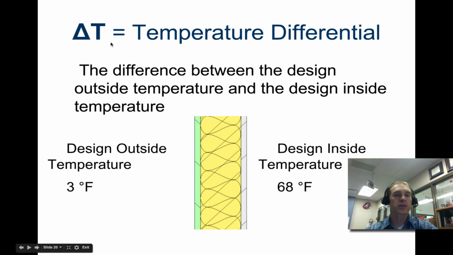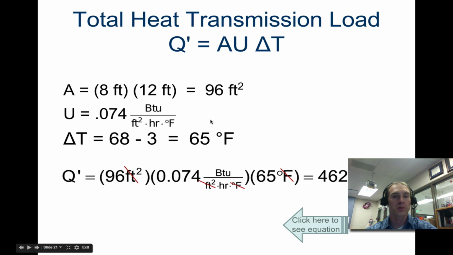So your change in temperature, your delta T, is your design temperature of 68 degrees, and for that Birmingham, Alabama option, if it's winter, we would design that for 21 degrees, and the summer temperature, I believe, was somewhere in the 90s. Your delta T is the difference between these, so we would subtract those. So for that wall example we had before, we had an area of 96, our U is 0.074, our delta T, we subtract those from the inside design specs and the outside 97.5% temperature, and we get a Q prime of 462 BTU per hour.